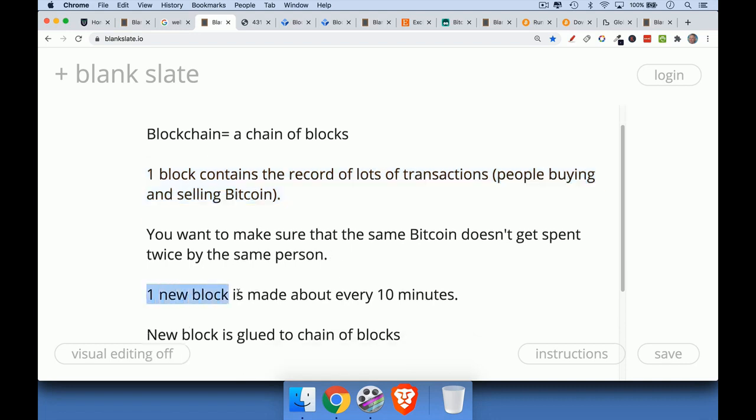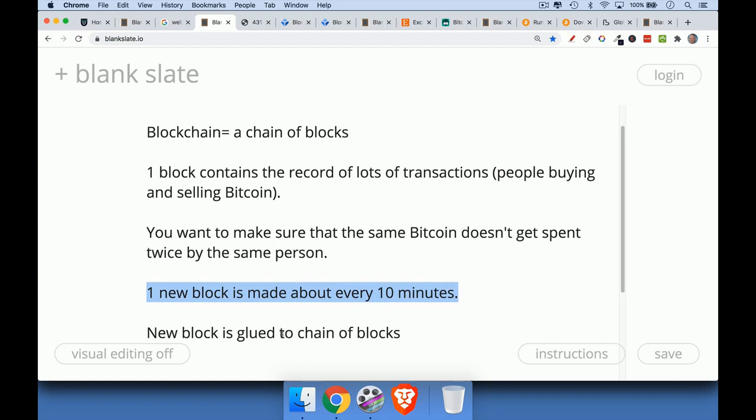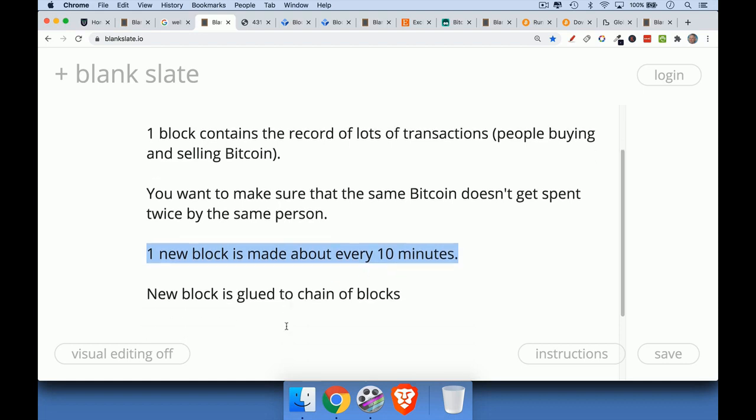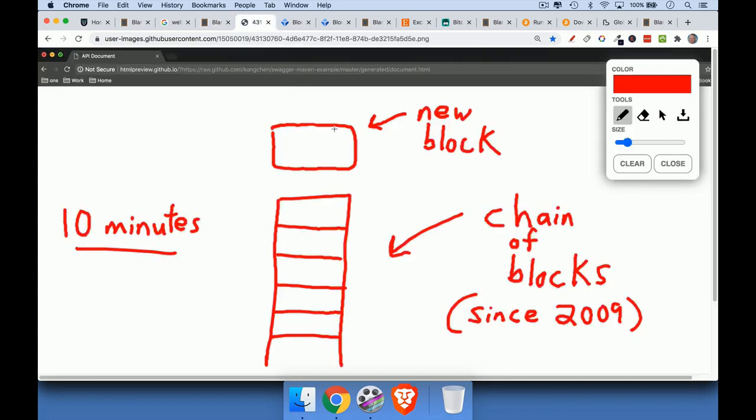So each of these new blocks is created about every 10 minutes approximately. Sometimes it's a little faster, sometimes it's slower. And then that new block is glued on, quote unquote, to the chain of blocks to extend the blockchain. So here we have a whole chain of blocks. This is what the blockchain is.